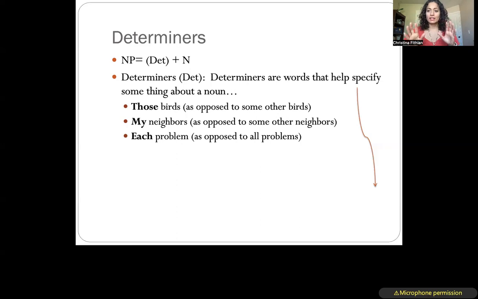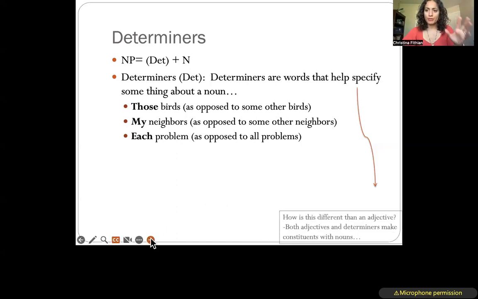Now, if I say each problem, again, I'm thinking about the set of problems, all problems in the universe. And when I use the word each, it picks out a particular one individually from all problems. So that's what determiners do. They determine the scope of reference of the noun.